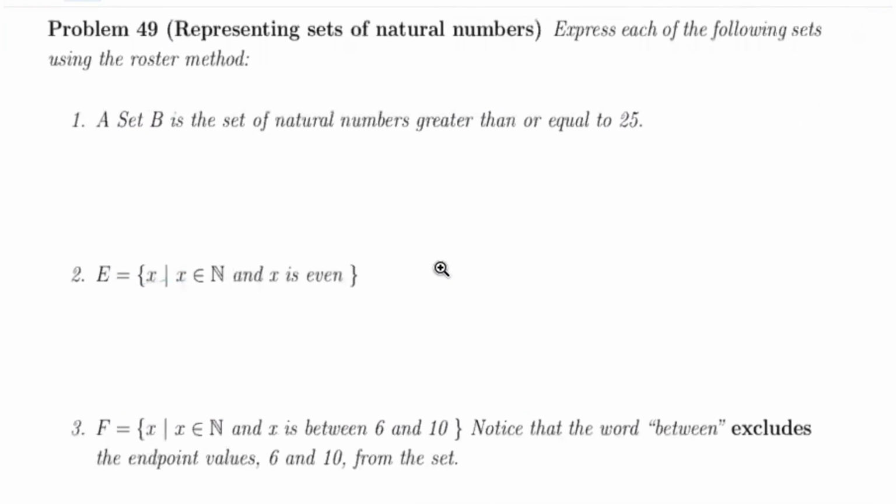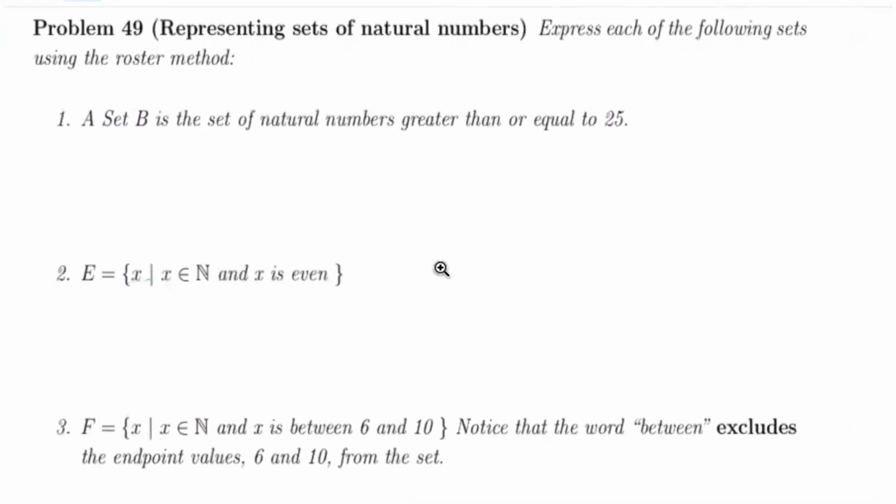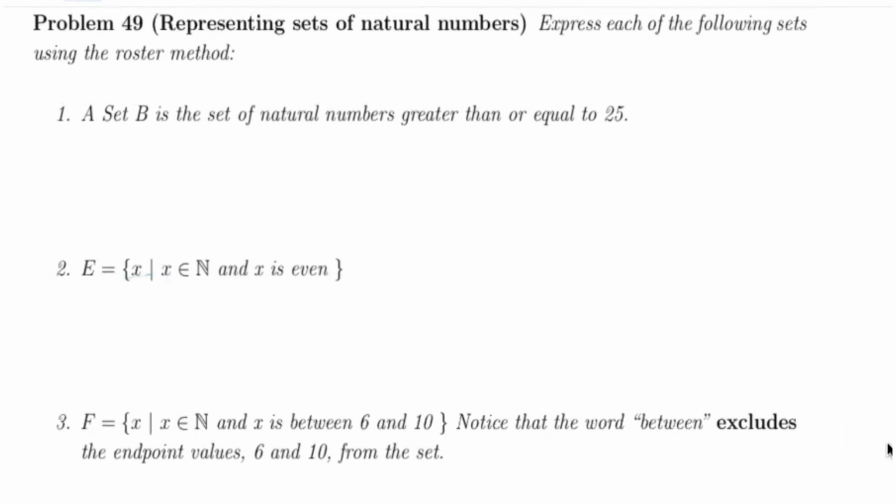So there are 3 parts. Express this into roster method. So we did roster method a few minutes ago. I want you to understand the meaning of natural numbers. So go ahead and try this and let's do it together. Okay, a few minutes. All right, so set B is a set of natural numbers. I also said natural numbers is just a number. So set of numbers greater than or equal to 25.